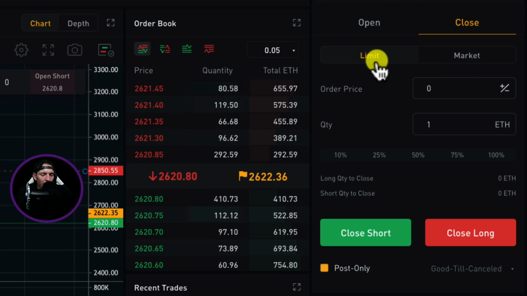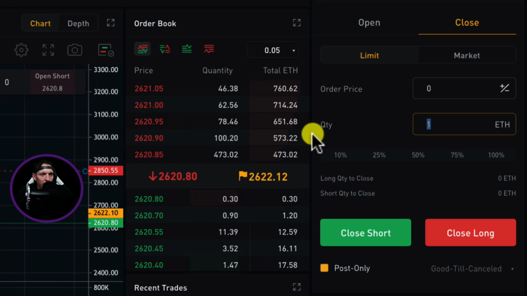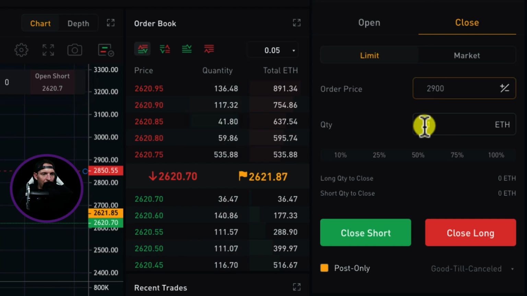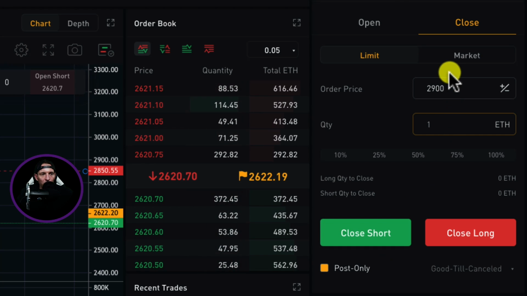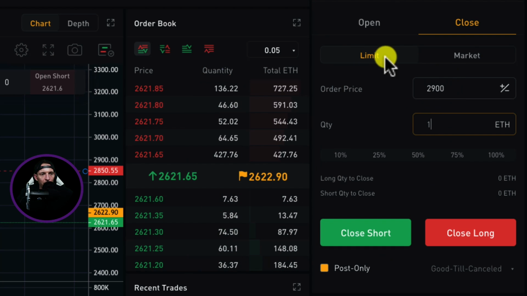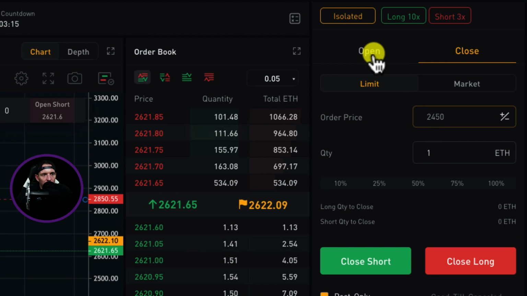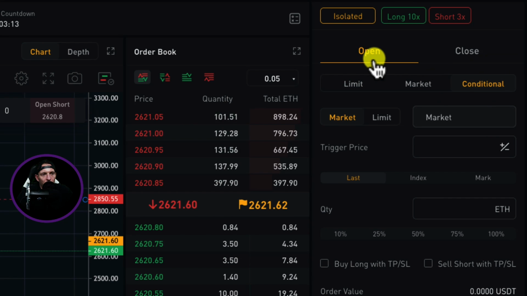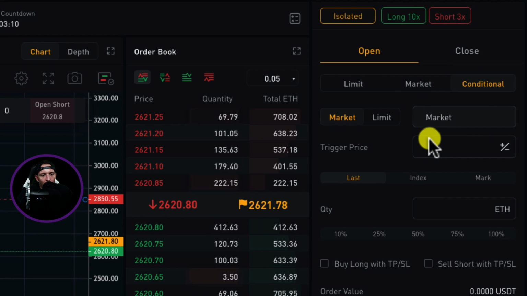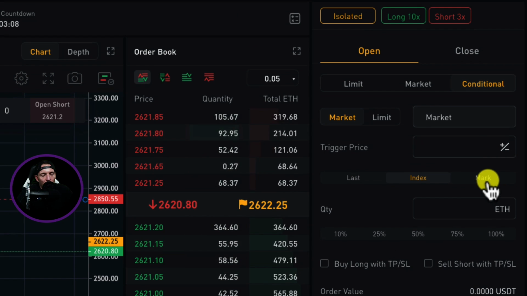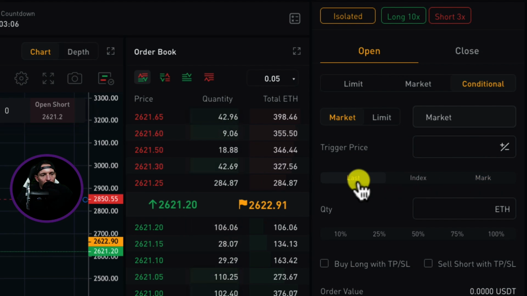But if I say I'm going to limit out, I want to sell one contract of Ethereum, which is my entire trade over here. Order price, I want to sell it for 2,900, and I hit close short. It'll close out that short when price pushes up to this point or drops down to say 2,450. Now you have what are called conditional trades. So when I come over here to open, I can open a trade based off a conditional set of parameters. You can go off an index price, you can go off the market price, or you can go off the last price. Last price means whatever the last trade closed out for.